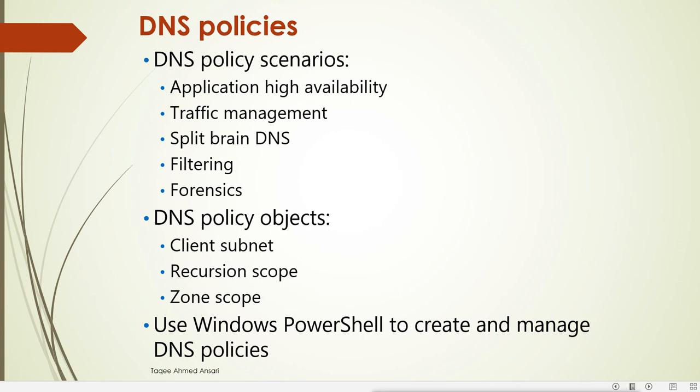Then we have DNS policies. These DNS policies we can configure from PowerShell, and in these policies we can define how and who can access and filter, who can resolve, and how the resolution works. These DNS policy scenarios can be configured for application high availability, that is, the policy for the high availability of the application's traffic management. Then split-brain DNS, which is the split DNS we have, and also filtering and forensics.